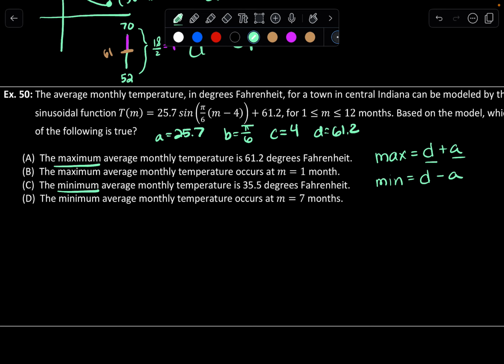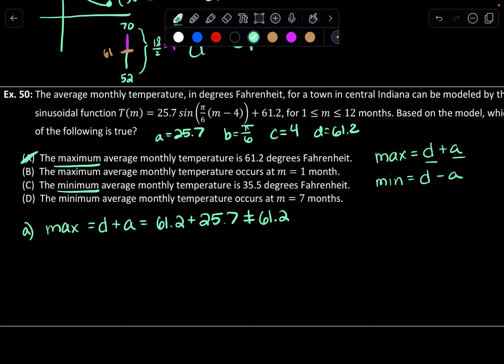Part A says the maximum average monthly temperature is 61.2 degrees Fahrenheit. Well, if I want the maximum, that's going to be the midline plus the amplitude. The midline is at 61.2, and then my A value, or my amplitude, is 25.7. Part A is basically saying that this is equivalent to 61.2. That is not true. So A is not true.